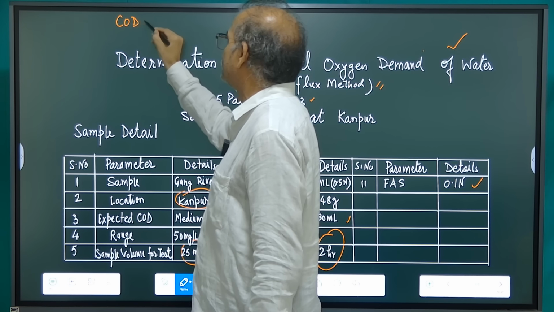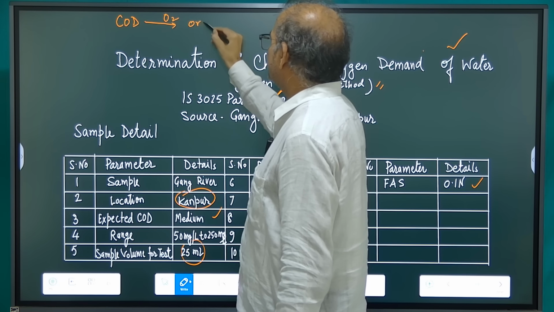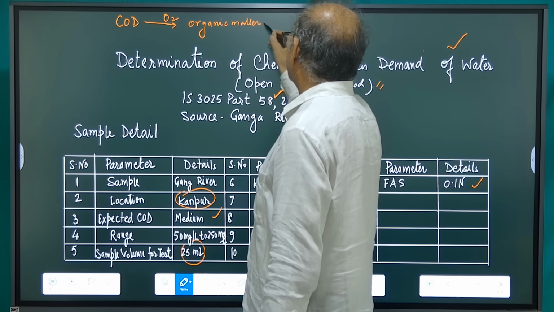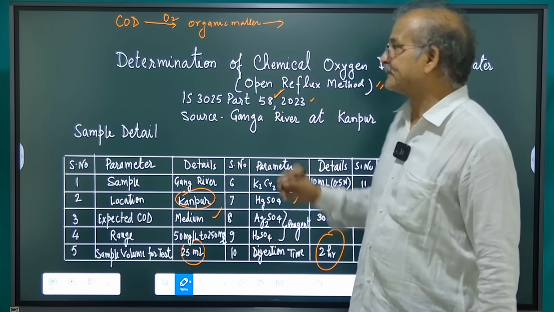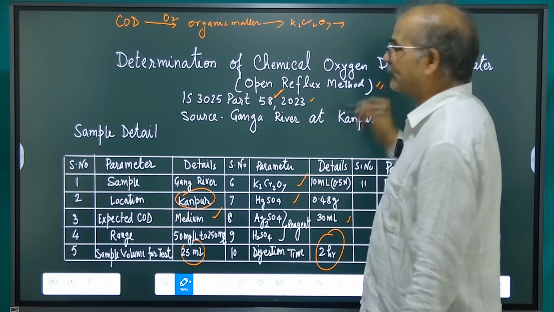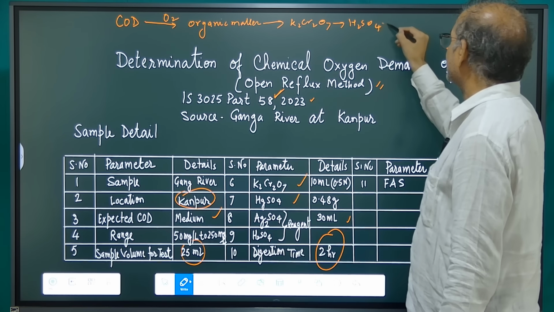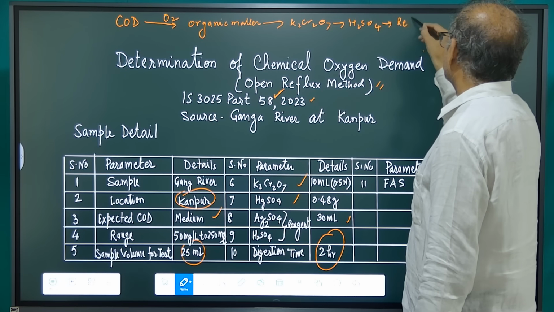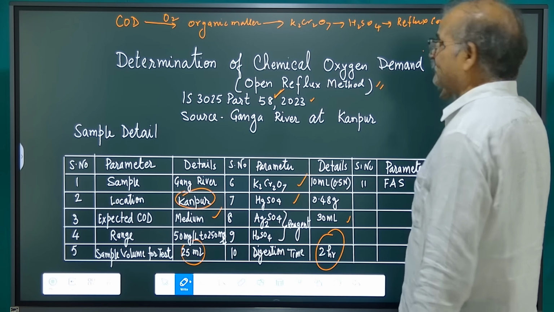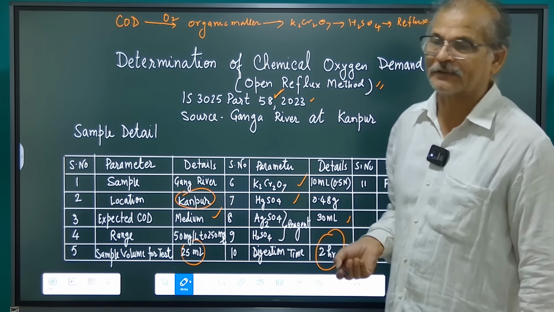COD determines the amount of oxygen required to oxidize organic matter chemically using strong oxidants, K2Cr2O7 in an acidic environment under reflux condition. By this test we determine the degree of pollutants present in the water.